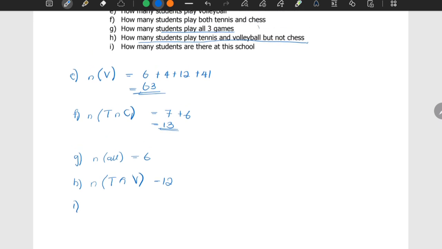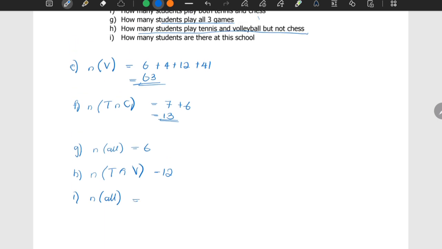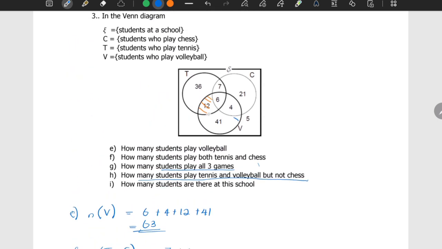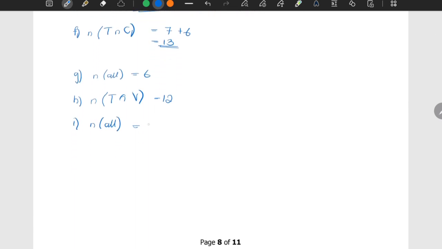And then I, how many students are there at this school? Number of all students. Be careful not to repeat any particular one. So looking back at it, we have 5 who do not play anything, 41 who play volleyball only, 4 who play chess and volleyball, 21 who play chess only, 7 who play tennis and chess, 36 who play tennis only, 12 who play tennis and volleyball, and 6 who play all 3 sports.